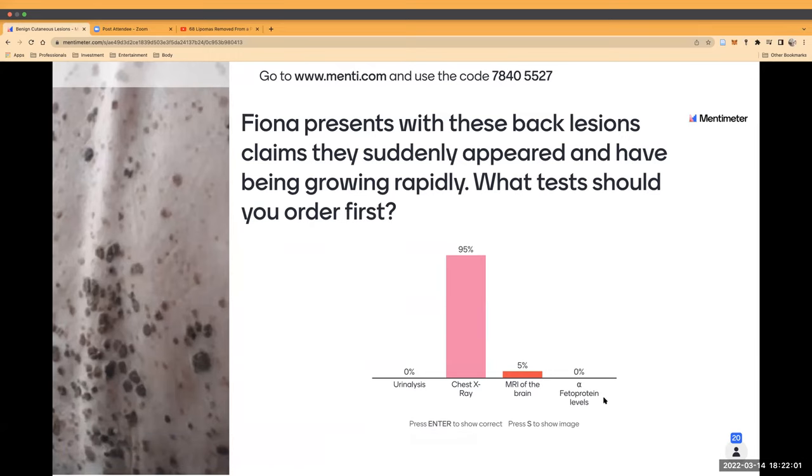So why not alpha fetoproteins? The alpha fetoprotein is a GIT marker. Were they for solid tumors? It's mostly a marker for hepatocellular carcinoma, and it's not the first line. What's the first line? I didn't know that. What's the first line?